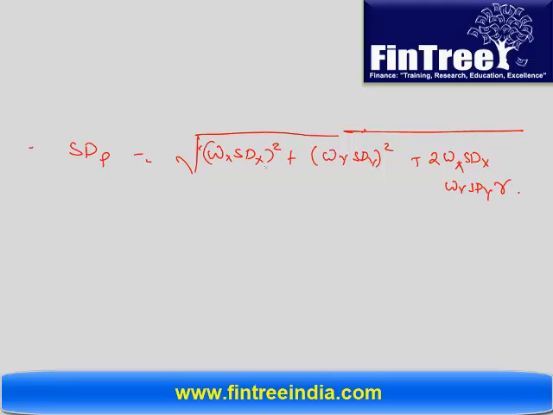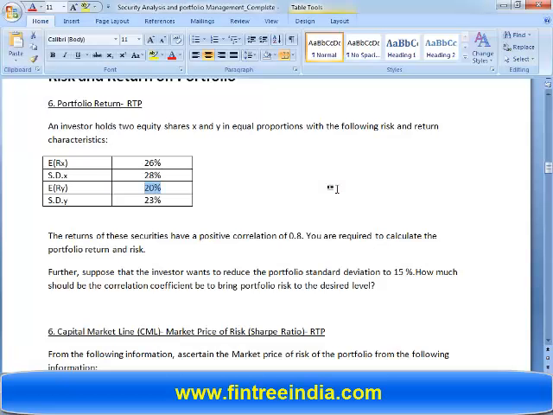Now when you solve for this, just make sure that you write down these terms individually because we would be needing them later on. So write down how much is weight X standard deviation X and then say that number square, weight Y standard deviation Y, that number square. 28% for X and 23% for Y.